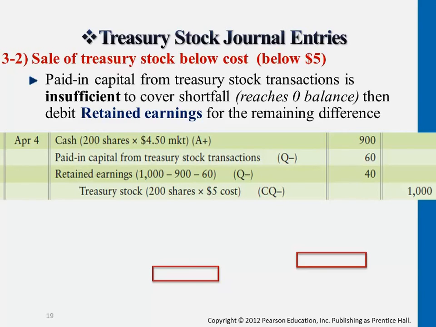Okay, so the retained earnings account again will take over all the remaining shortfalls when the company issues stock back to the market. The price differences between $5 and $4.